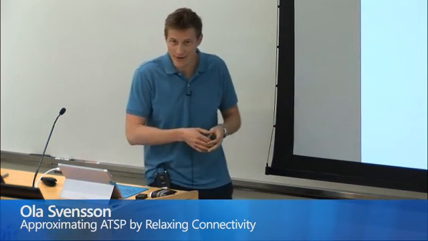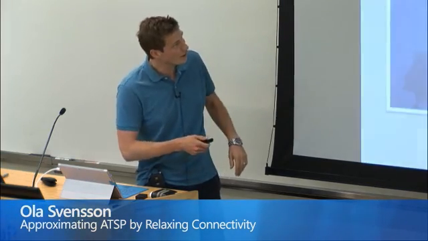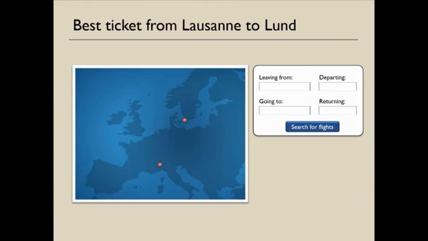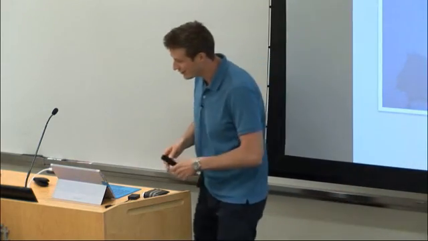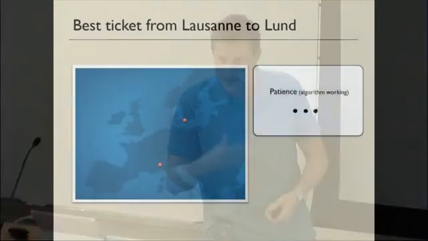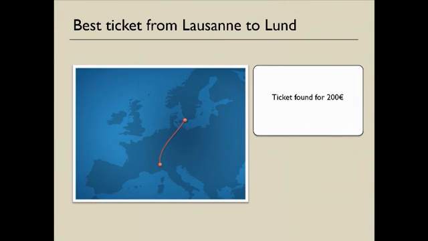So, I think most of you know the problem, but let me start with a gentle introduction with some nice geography. Suppose you want to find the best ticket from Lausanne, where I'm working, to Lund, where I'm coming from. You go to the web, fill in the appropriate details, then push the search button. Then you need to have some patience, because there's some algorithm working in the background. Then usually you find some good ticket. Okay, so maybe 200 euros would be the price.